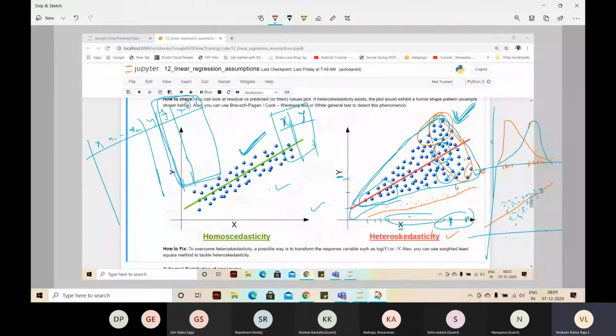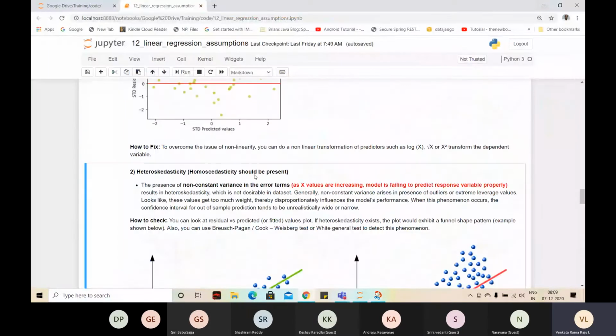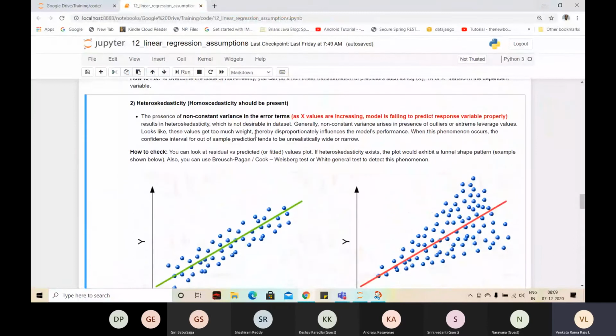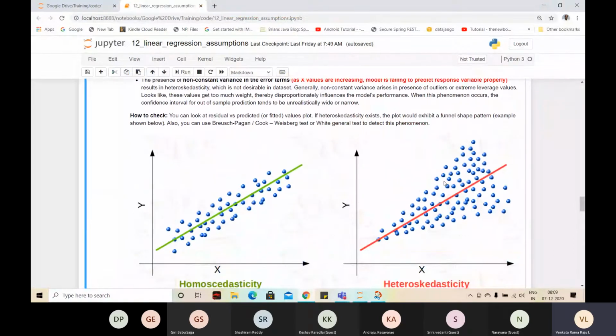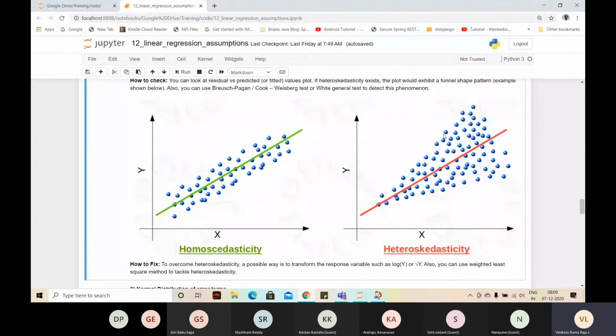So what I said is, if you find heteroskedasticity, how will you find it? You take the data, you build a linear regression model, and then do a residuals versus predicted plot. If you get a funnel shape diagram like this, then you have heteroskedasticity in the data. So you need to apply log transformation to y. Why? You need to shrink these values. If you apply it, bigger y values become small, and smaller y values become even a little smaller.